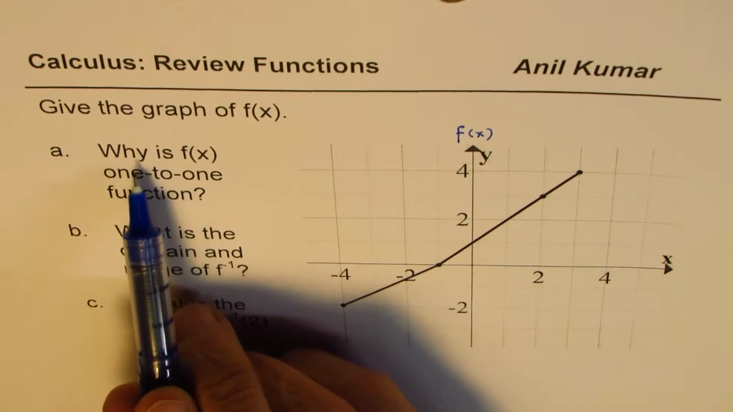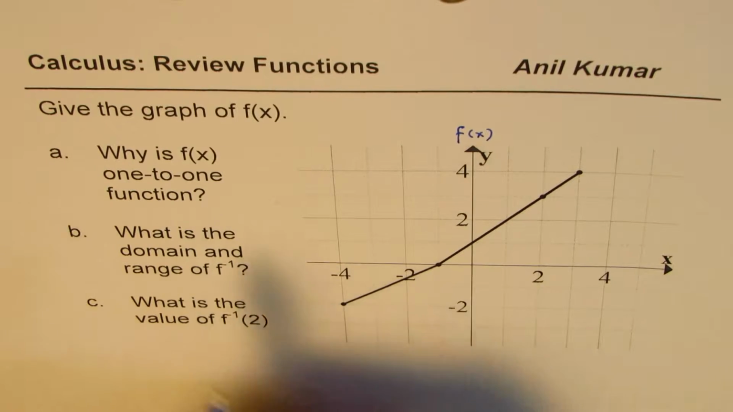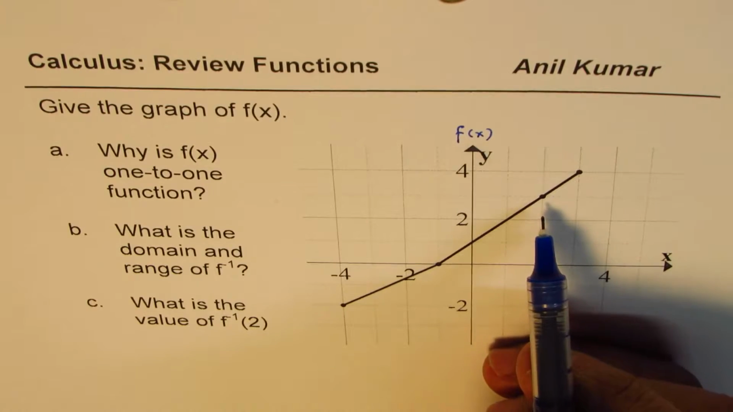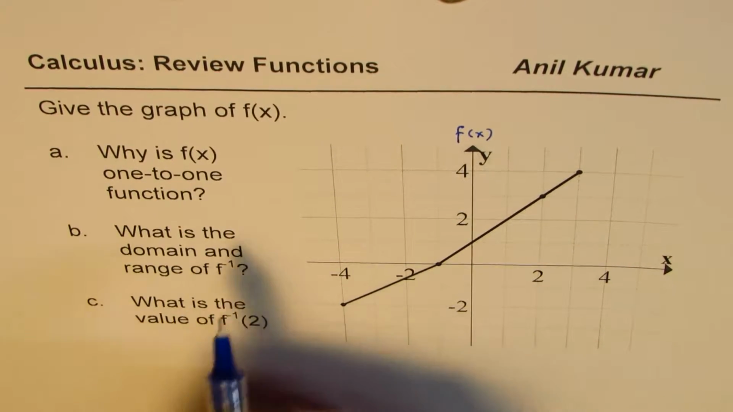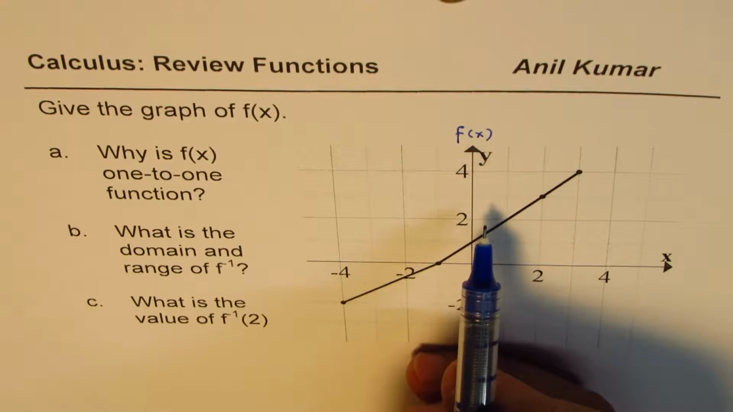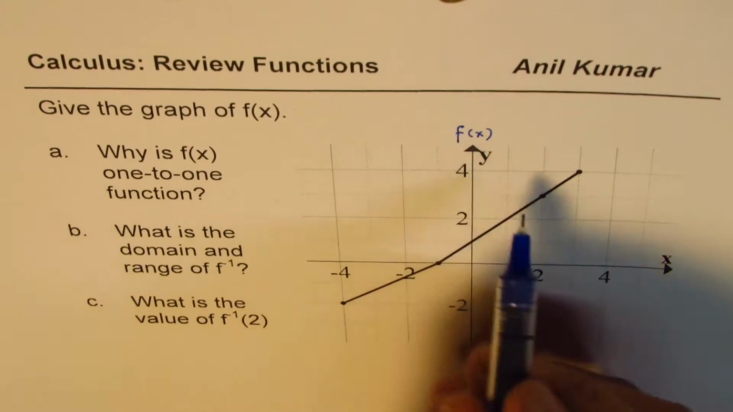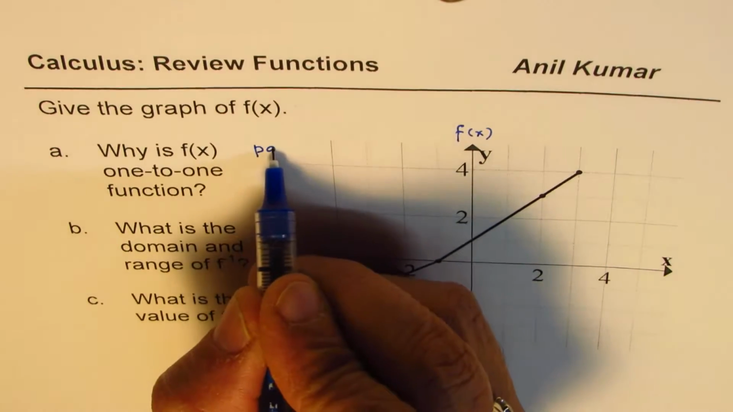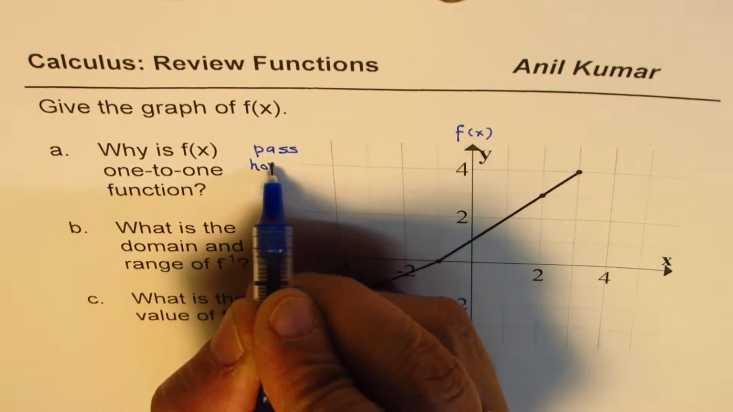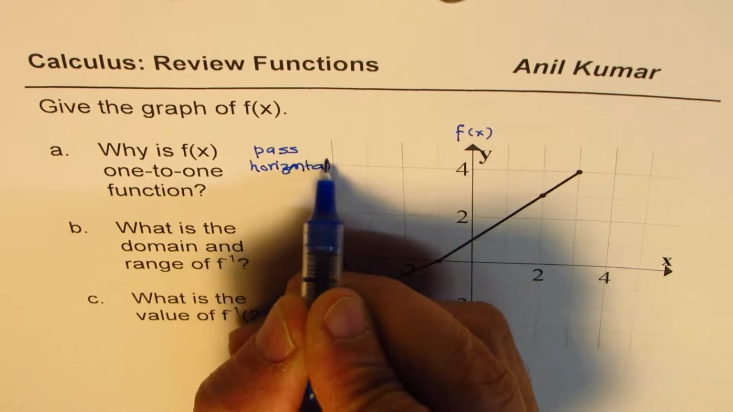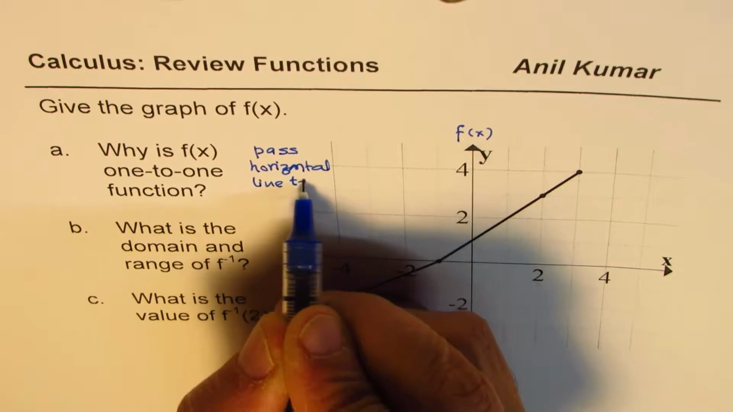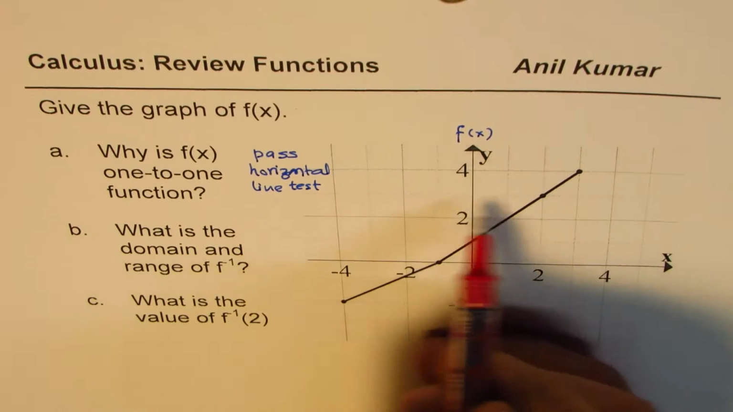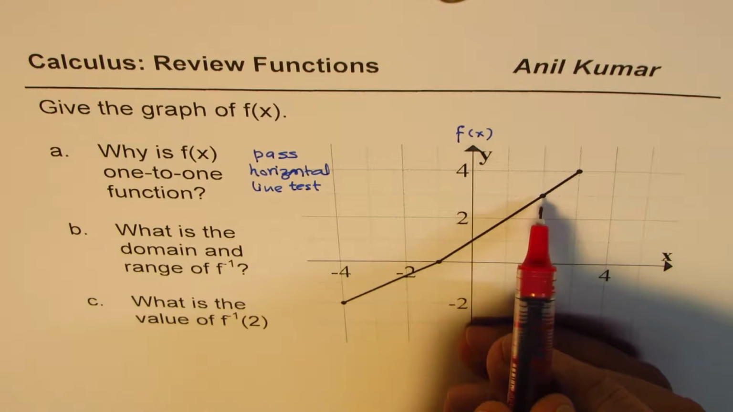Now the question is, why is f of x a one-to-one function? Now, a function is one which passes the vertical line test, correct? But how about a one-to-one function? A one-to-one function passes the horizontal line test also, right? So we can write that this is a one-to-one function since it passes the horizontal line test. That is to say that if I draw a horizontal line, it intersects the function only at one point, right?